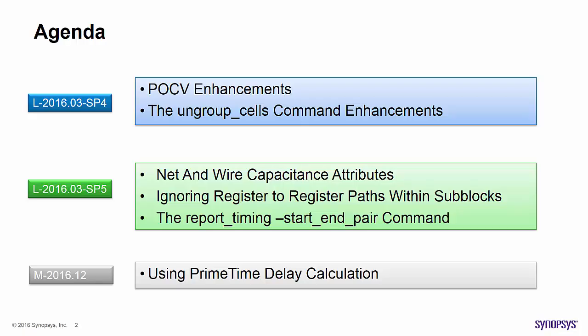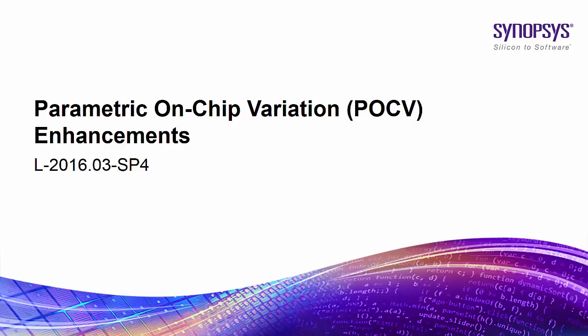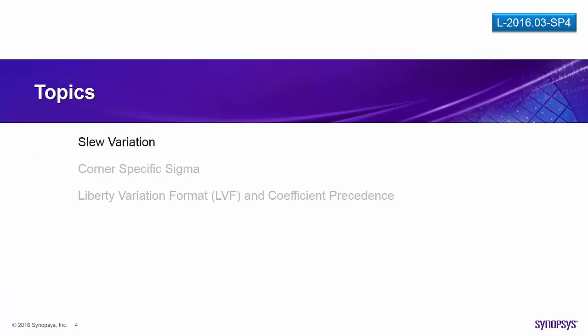This is the agenda for timing analysis part 2. POCB enhancement from 1603 SP4. We have three enhancements for POCB. The first topic is flow variation.